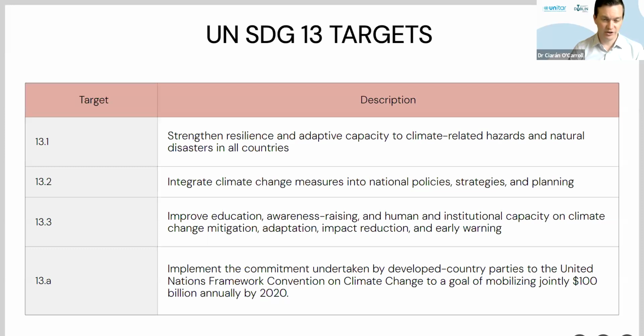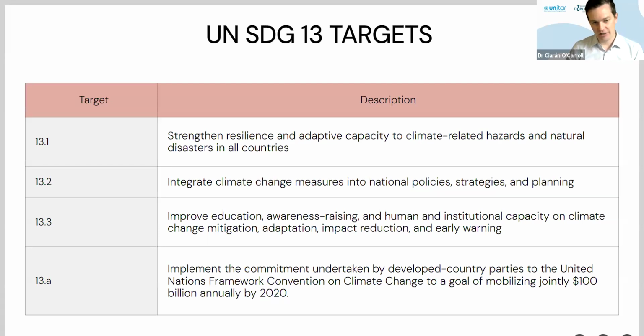So for UN SDG 13 climate action, the targets are: number 1, to strengthen resilience and adaptive capacity to climate-related hazards and natural disasters in all countries; integrate climate change measures into national policies, strategies, and planning; improve education around climate change; and implement the commitment undertaken by developed countries' parties to mobilize jointly $100 billion annually by 2020.